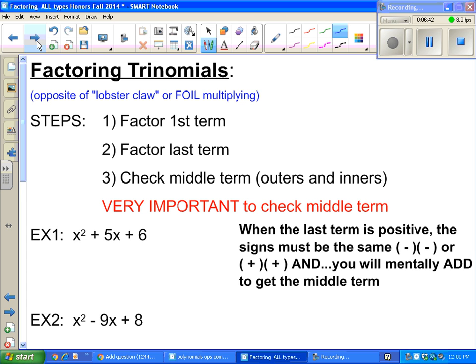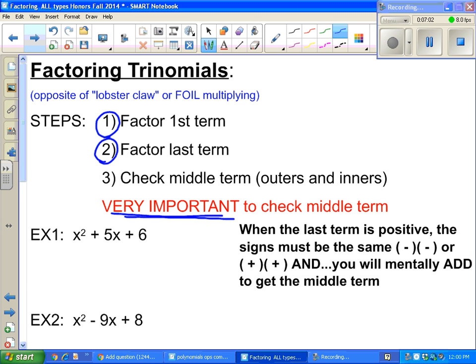Okay, now we're going to move on to factoring trinomials. These steps that are right here are very, very important. They will not change for the next 2 or 3 lessons that we do. I'm going to factor the first term. I'm going to factor the last term. And then to do the check step, it's very, very important that we do the check step.